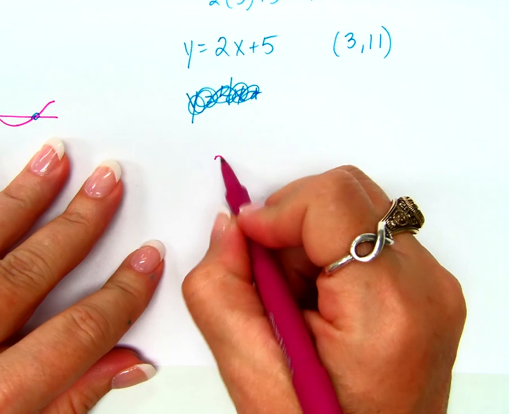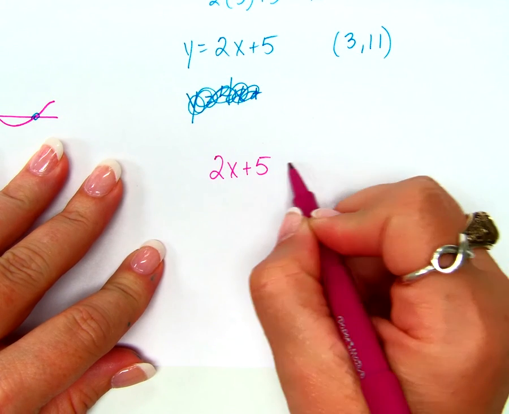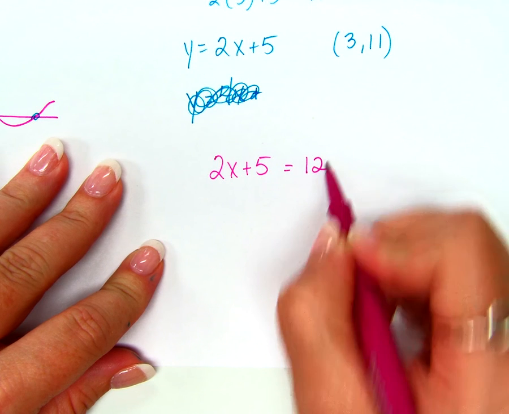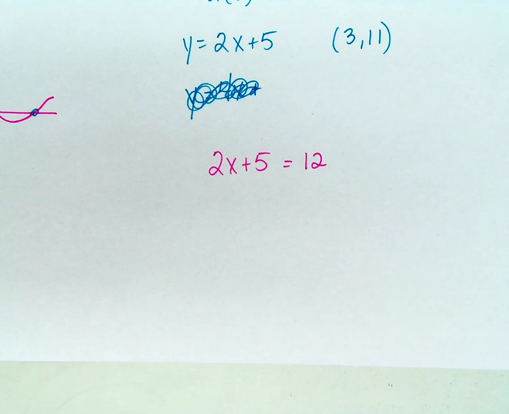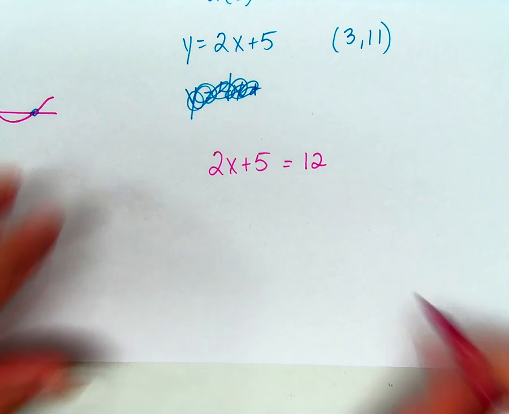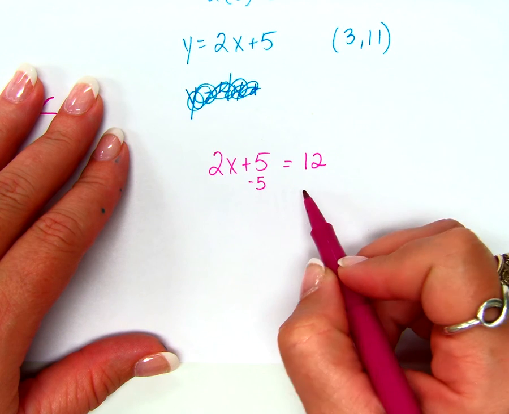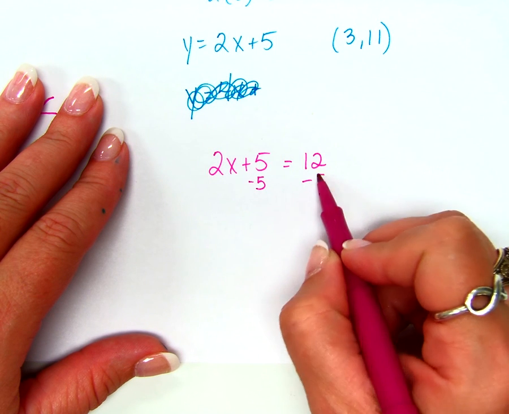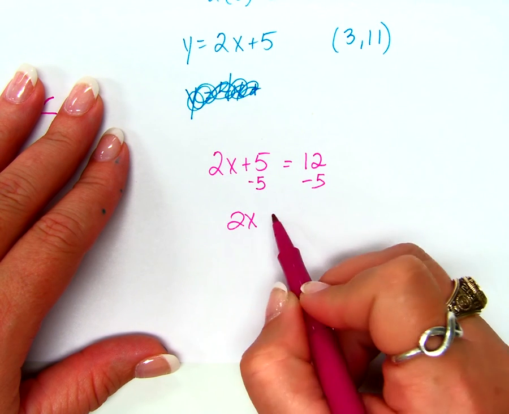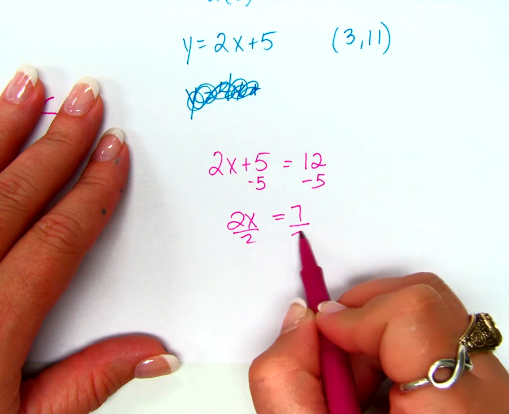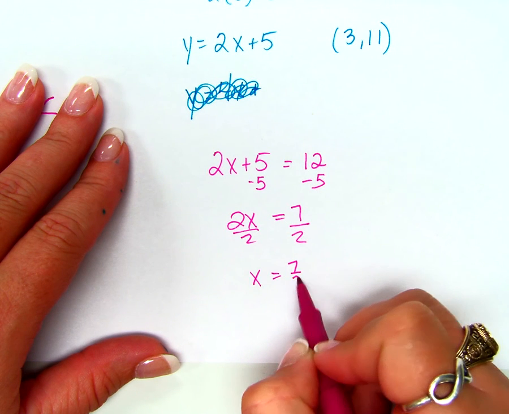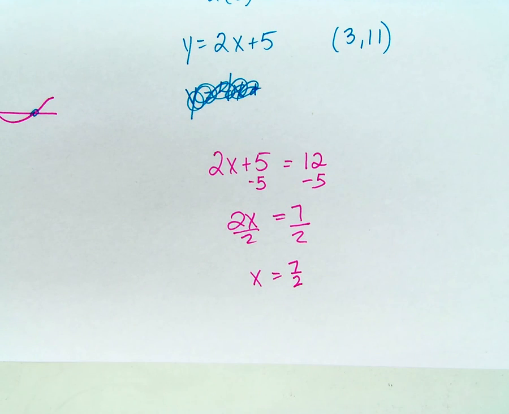What if it said 2x plus 5 equals 12? Oh, well, you would solve for x? How do you know that? It's pretty much all you can do, right? How would I solve this for x? Subtract 5 from both sides. 2x equals 7. Divide by 2. X equals 7 halves. That's where we will start again tomorrow.